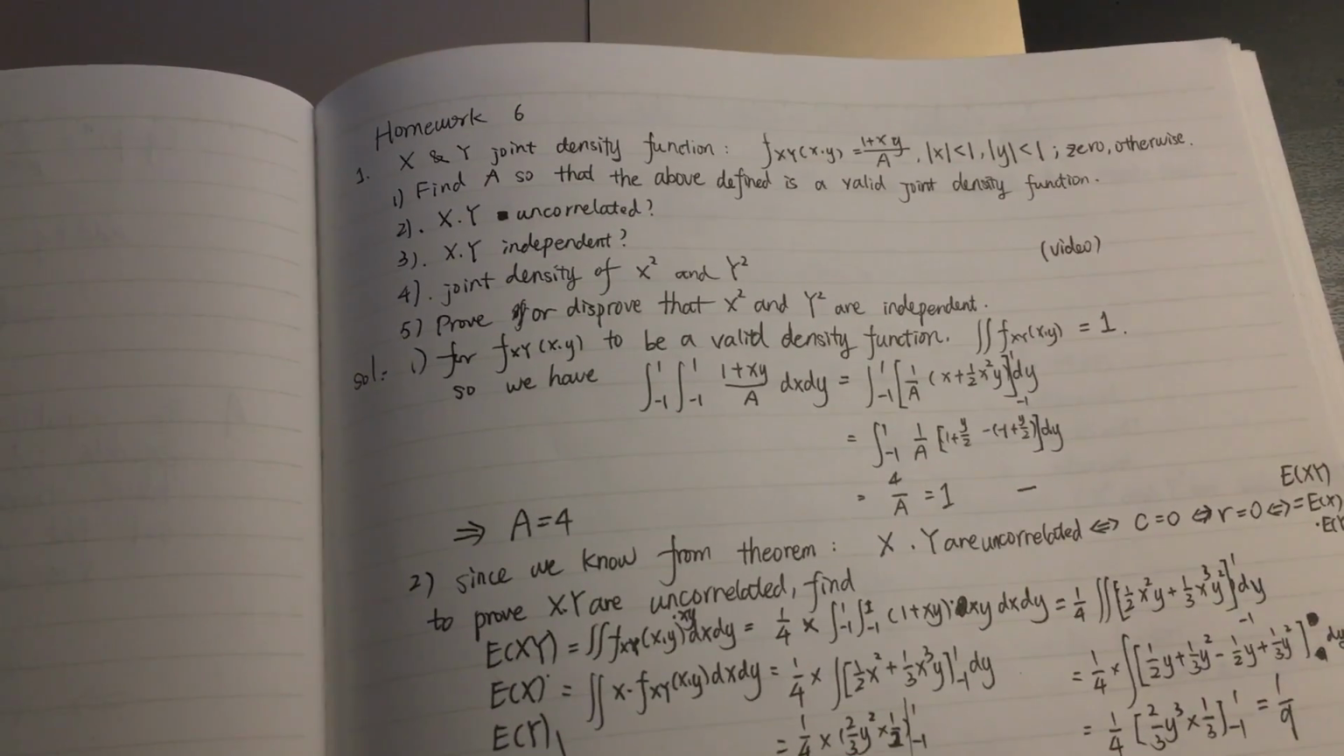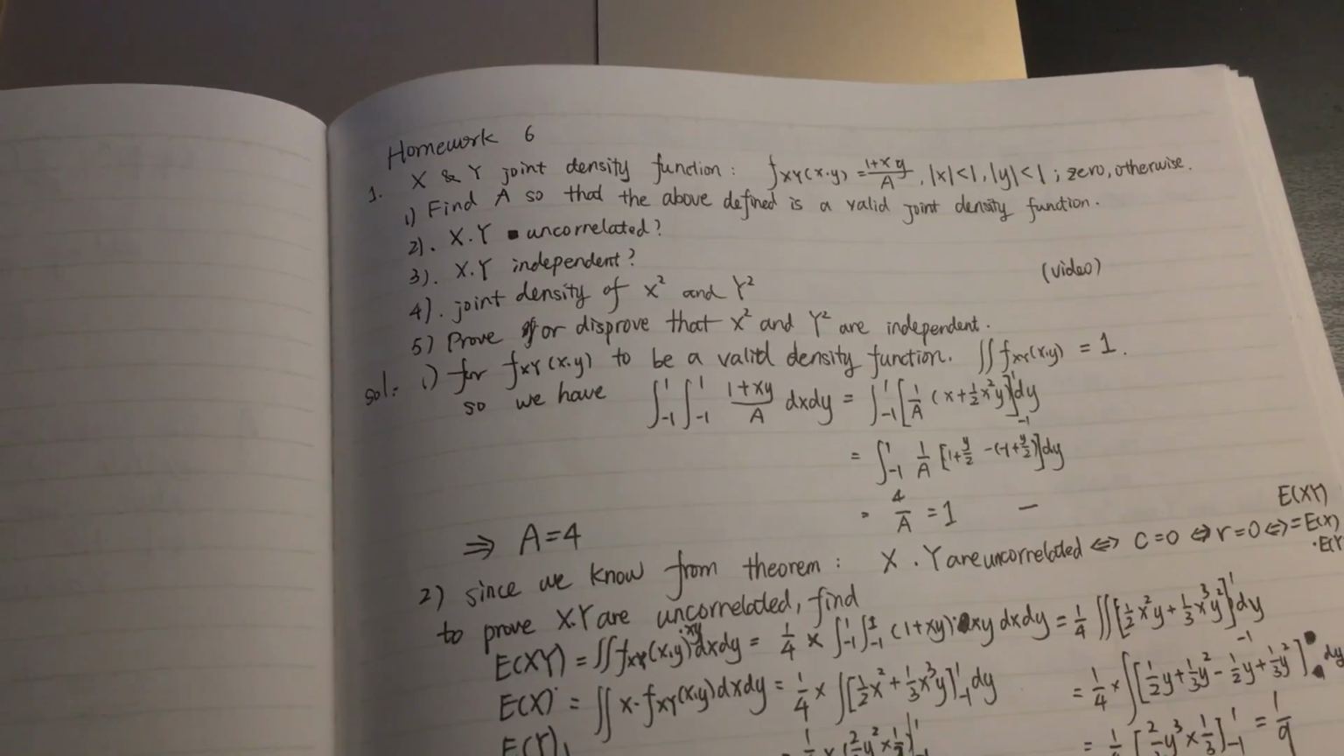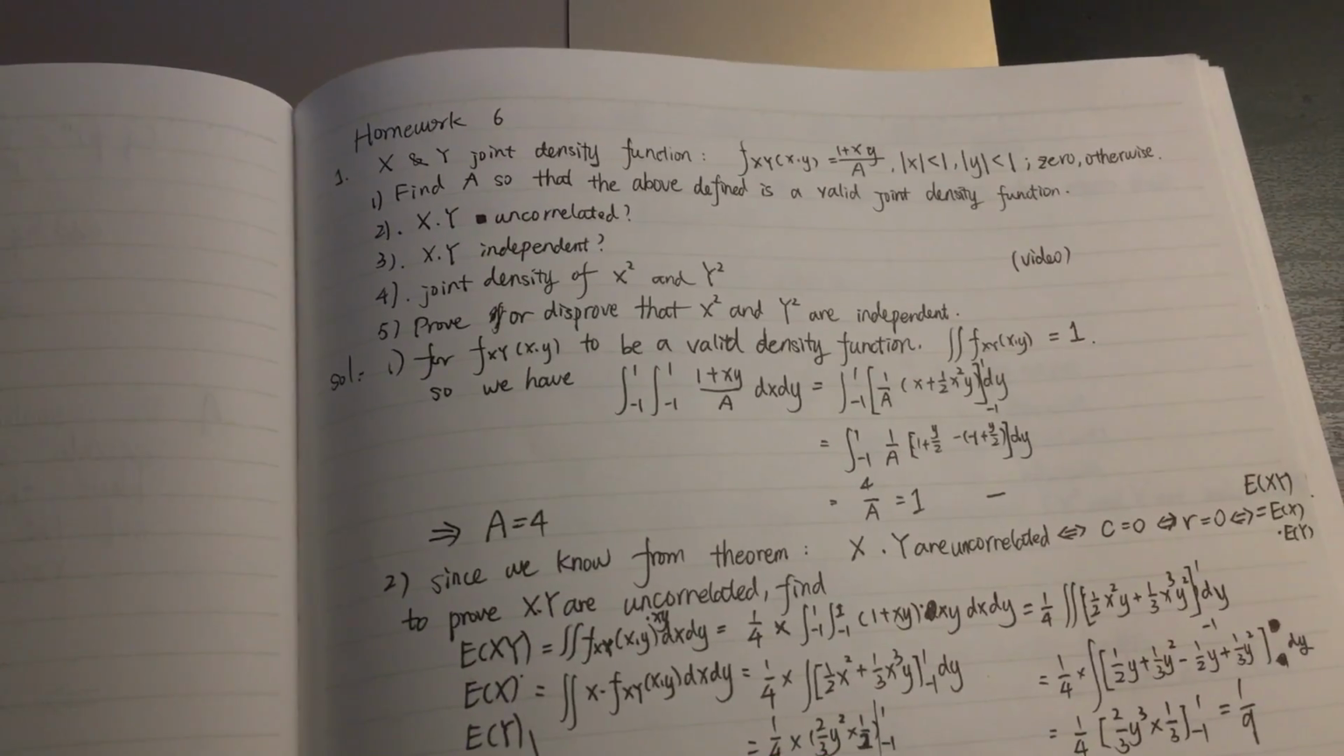This is the video recording for homework 6 of probability and stochastic process. We first discuss the first problem.